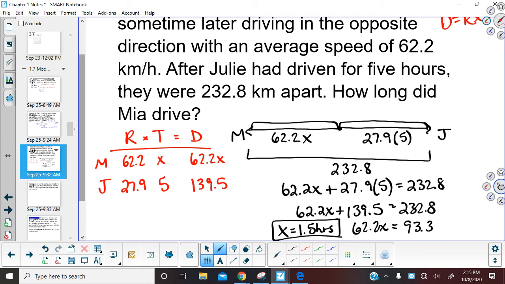But again, this is one distance, this is the other distance. So together, we're going to add those together to get 232.8, and then it's the same algebra to get to x. So it's just up to you on how you want to organize your information, whether you want to do it in a chart or do it more in a picture format.